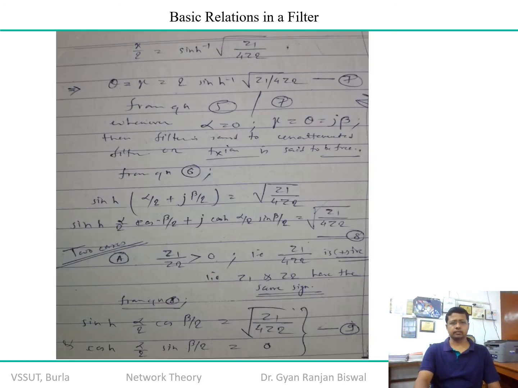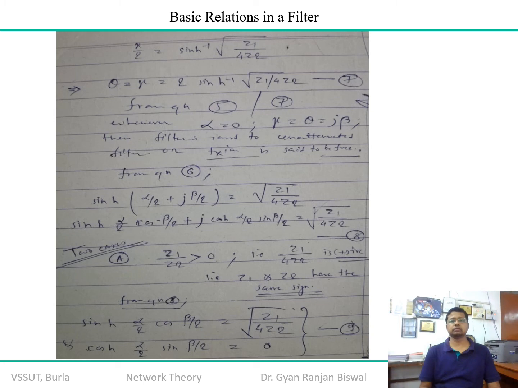Let's see further, to continue our discussion: what about theta, the transfer constant? Can I get my transfer constant? Yes, you can get it from twice sinh inverse root over of Z1 upon 4Z2. Remember, in this case, from equations 5, 6, 7, if alpha is equal to 0, then the transfer constant is 0, and gamma is equal to theta.